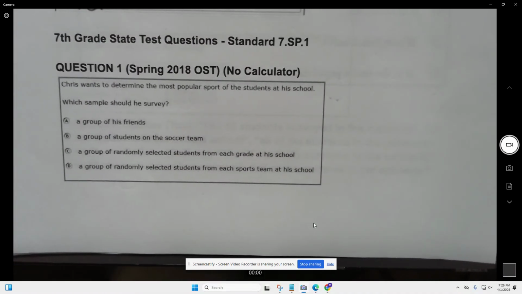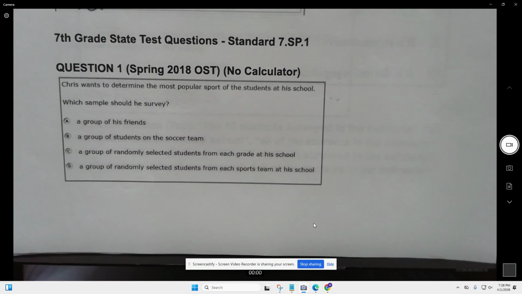Today we are talking about 7.SP.1. These are our statistics and probability standards. Let's jump right in. Question 1. Chris wants to determine the most popular sport of the students at his school. Which sample should he survey?